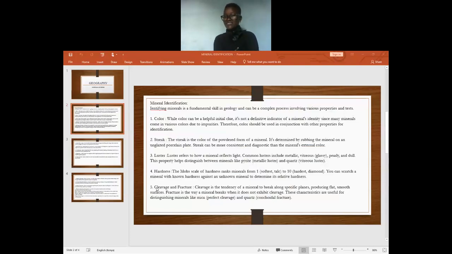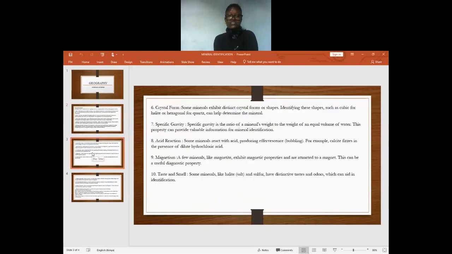I don't know how I can explain it, but you can understand it. Conchoidal fracture. Mica has a perfect cleavage. I think you understand the meaning of cleavage. Well, quartz has a conchoidal fracture, like it has a fracture somewhere. Through looking at the cleavage and fracture, you can determine which type of mineral this is.